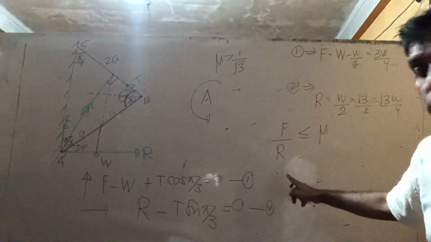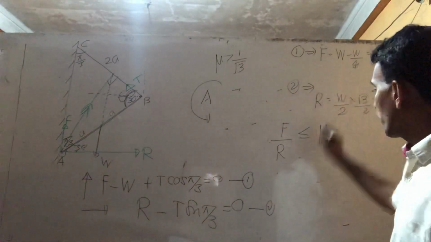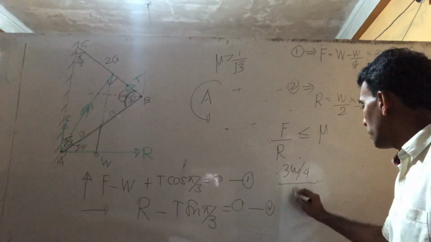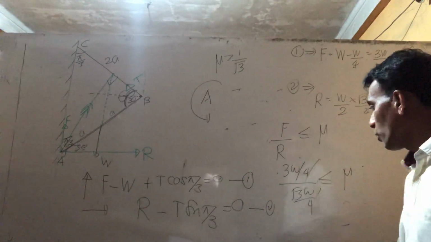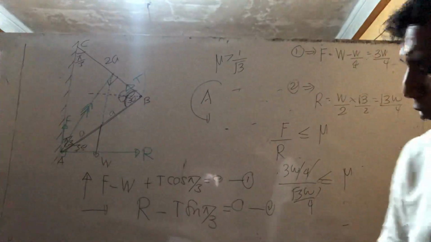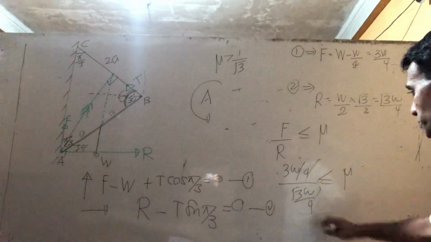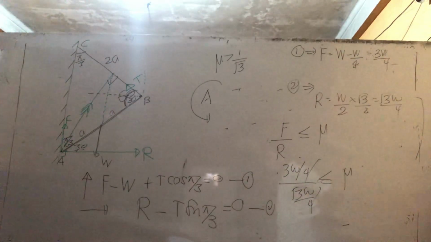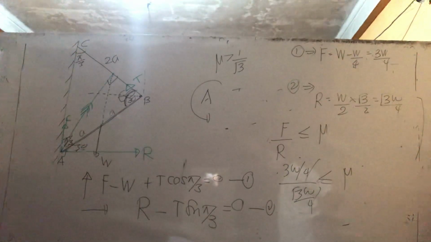So for equilibrium of the rod, F over R is less than or equal to mu. So apply the answer: F is 3W over 4, R is root 3 W over 4, less than or equal to mu. Check, 4 cancels, W cancels. Check the answer, the given answer they provided. Mu is 1 over root 3, is it? F over R less than or equal to mu. F is 3W over 4, R is root 3 W over 4. Therefore mu is less than or equal to 1 over root 3.